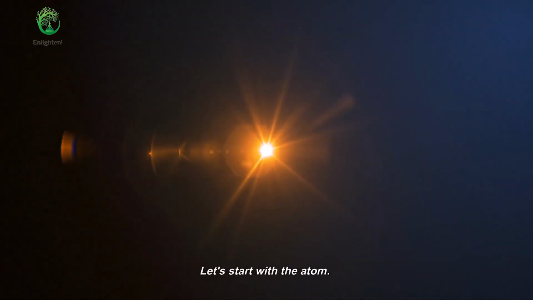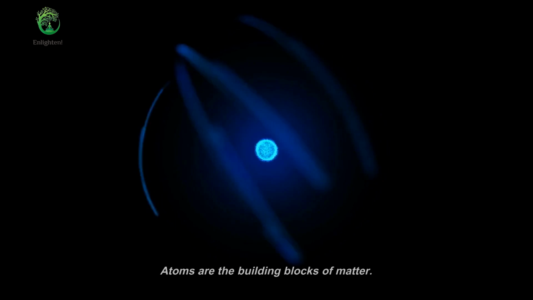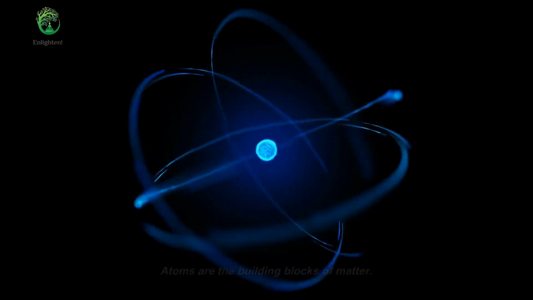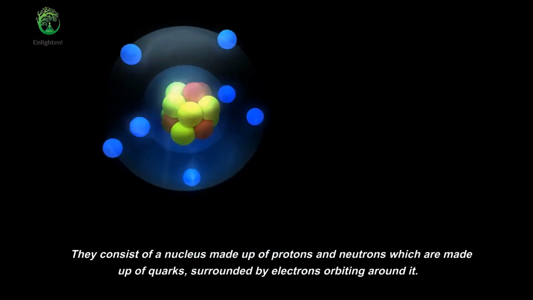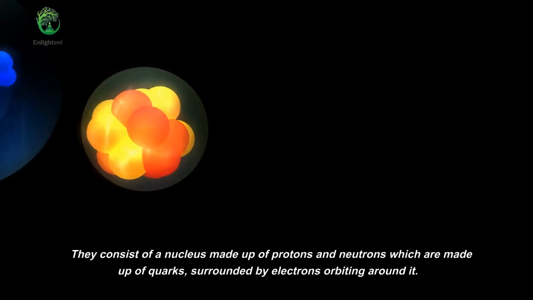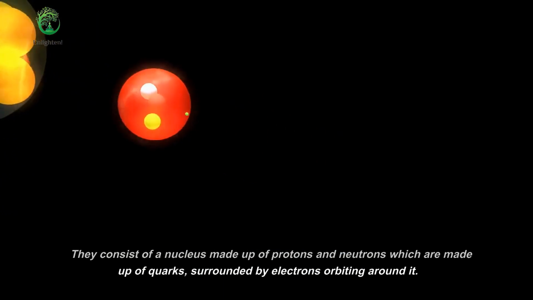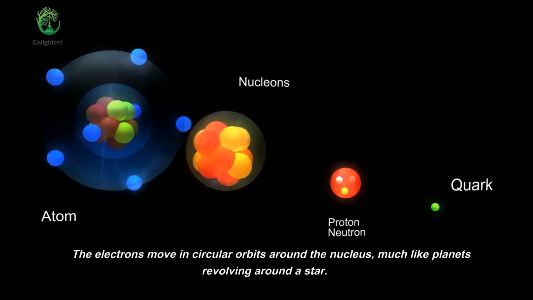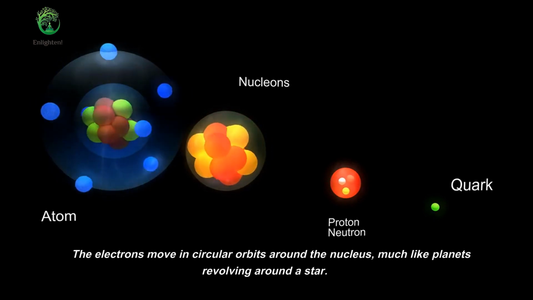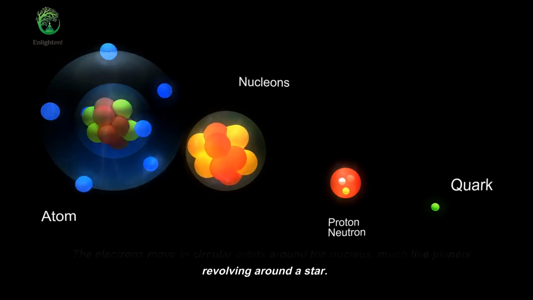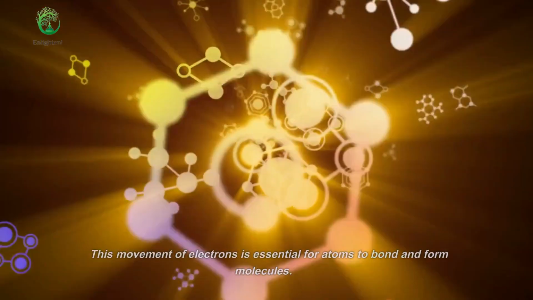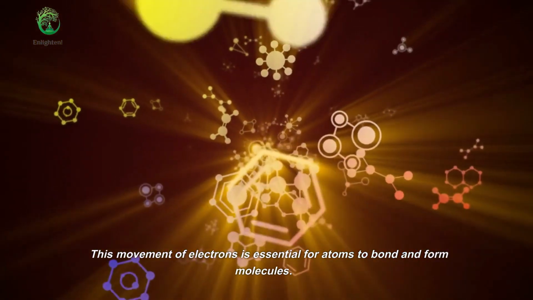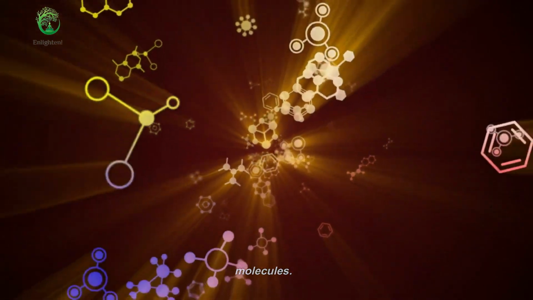Let's start with the atom. Atoms are the building blocks of matter. They consist of a nucleus made up of protons and neutrons, which are made up of quarks, surrounded by electrons orbiting around it. The electrons move in circular orbits around the nucleus, much like planets revolving around a star. This movement of electrons is essential for atoms to bond and form molecules.